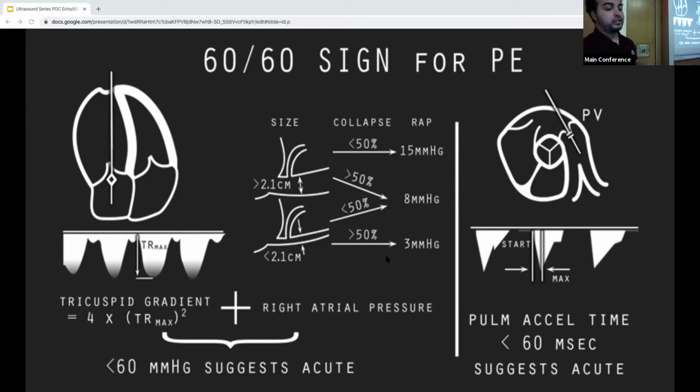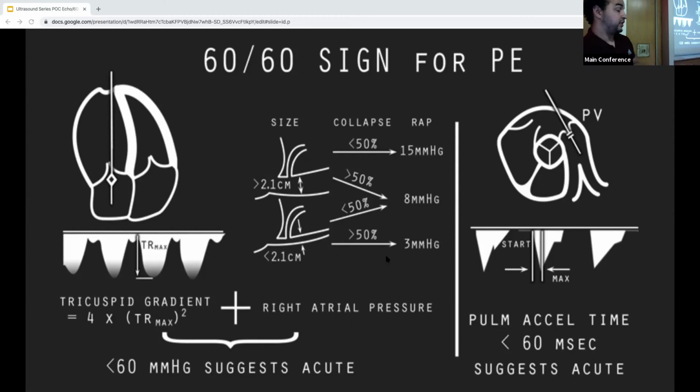It's actually 2 different measurements, and they both have to be below 60 for it to be suggestive of an acute PE. I'll go into what those measurements are. The reason that they'd be below 60 is that, as you can imagine, if there was chronic pulmonary hypertension or chronic PE, the heart would have some remodeling, and your right ventricular systolic pressure will be increased above 60. So an acute PE won't cause it to be that elevated, so it should be below 60.